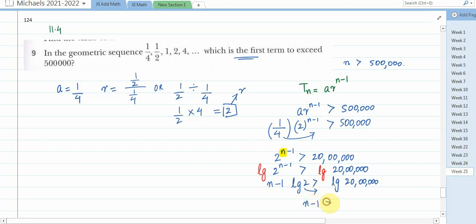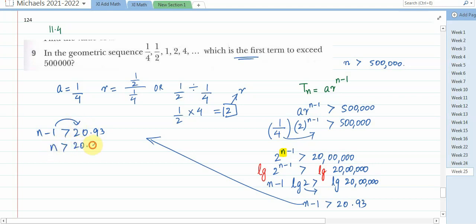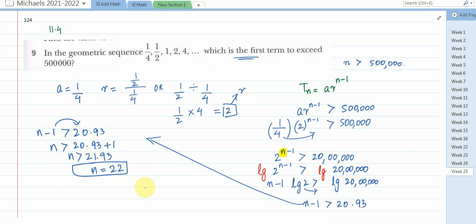So n minus 1 should be greater than 20.93. Shift 1 to the right side, so you can say that n should be greater than 20.93 plus 1, n is greater than 21.93. So what is the next value after 21.93? So you can say that n is equal to 22, and that is your answer. Alright, so it means when you have this sequence, the 22nd term will exceed 500,000, and that is your answer.